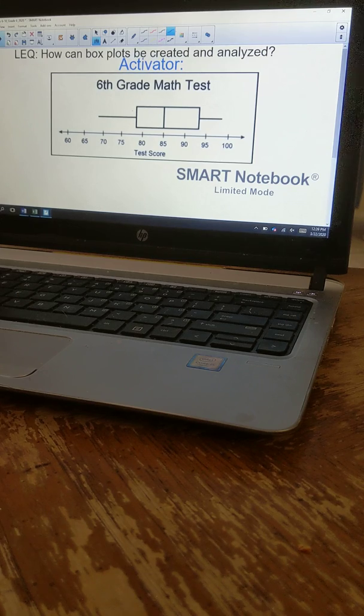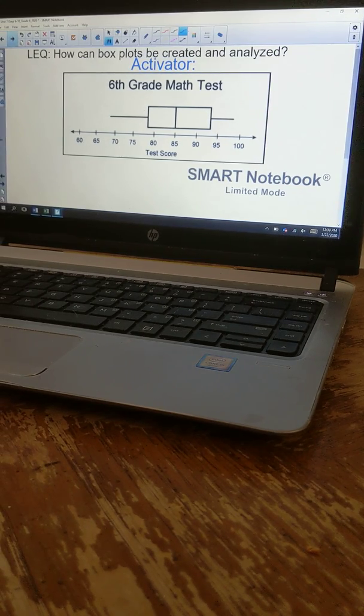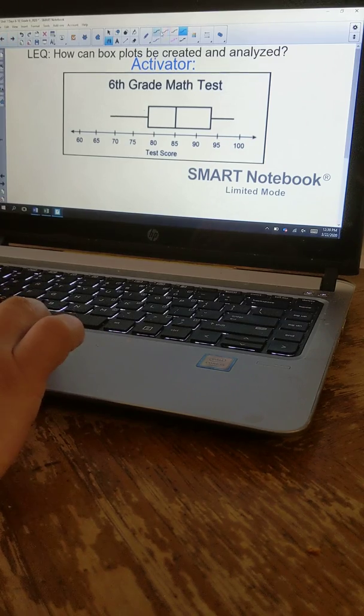Okay, so today we're going to start looking at box plots or box and whisker plots. And here's an example of a box and whisker plot. Most of today is really just going to be about talking and taking some notes and just kind of thinking. So when I look at this, it shows scores for the 6th grade math test.